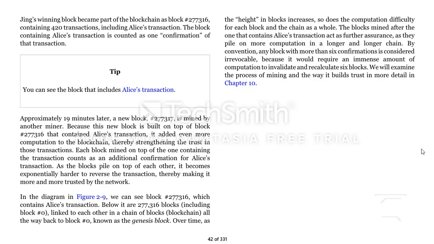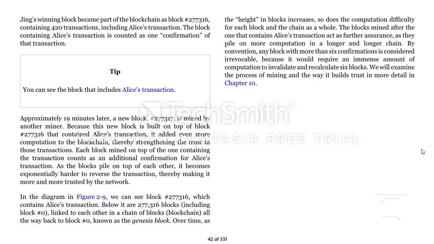In the diagram in figure 2-9, we can see block number 277,316, which contains Alice's transaction. Below it are 277,316 blocks, including block number 0, linked to each other in a chain of blocks, the blockchain, all the way back to block number 0, known as the Genesis block.